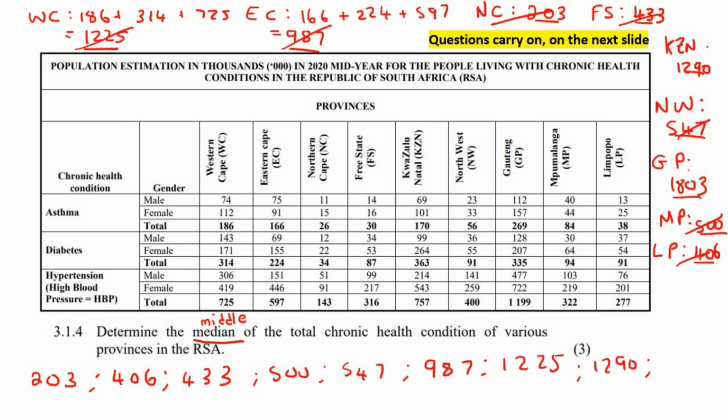And then Gauteng province at 1803. Now you've got to find the middle value. There are many ways you can do that. You can cross off on the left and on the right, and then do that again, and again, and again. Oh, look at that. What's in the middle? 547. So it says determine the median of the total. So it's 547,000. Now we can just add 1,000.